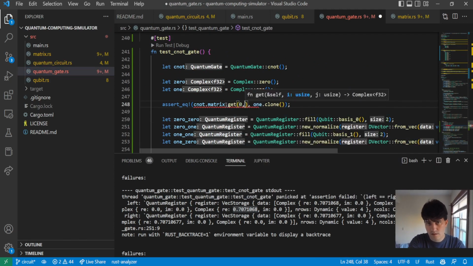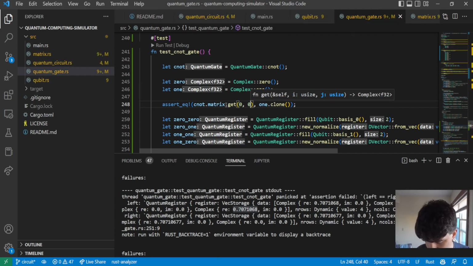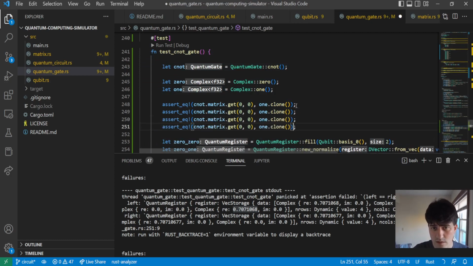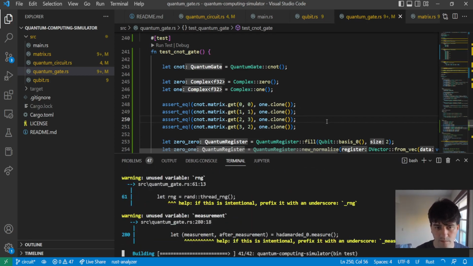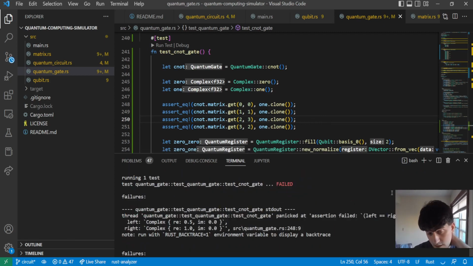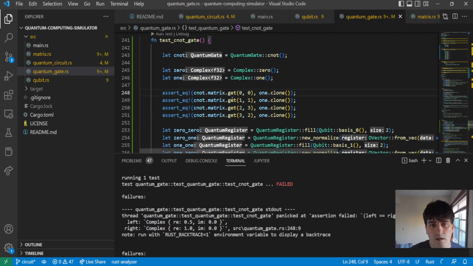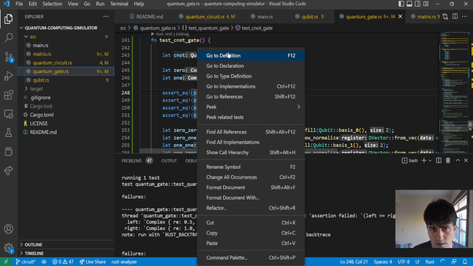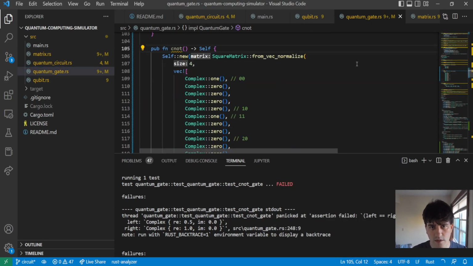That should work a little better. All right, and let's do the same thing for the other ones. We expect 1, 1, 2, 3, and 3, 2 to all be ones. And they're not. Even 0, 0 is 0.5. Why is that? Surely this is unitary.